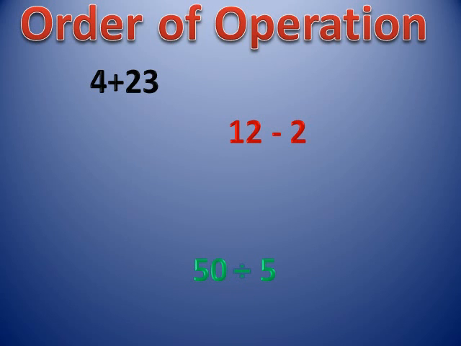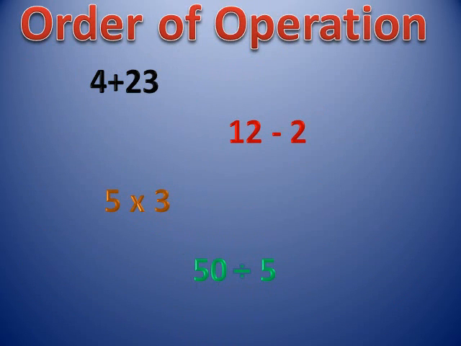Okay, and what about this? 50 divided by 5. That is obviously a division. And lastly, this is multiplication, 5 times 3. Okay. These expressions are quite simple because each only involves one kind of operation per expression.